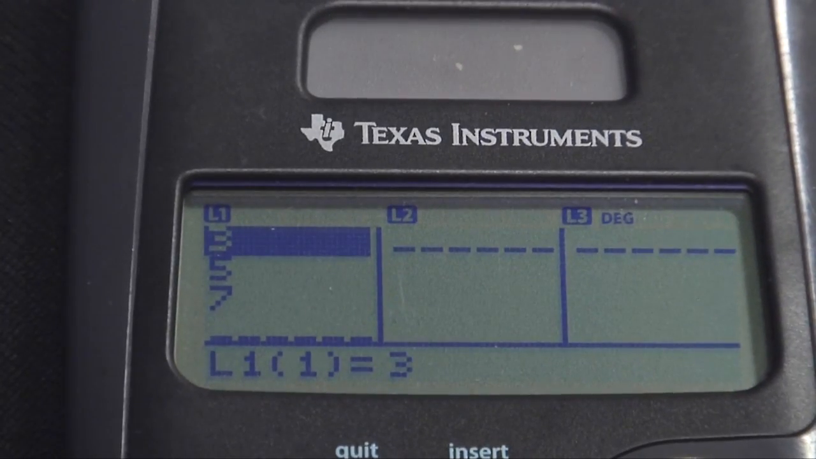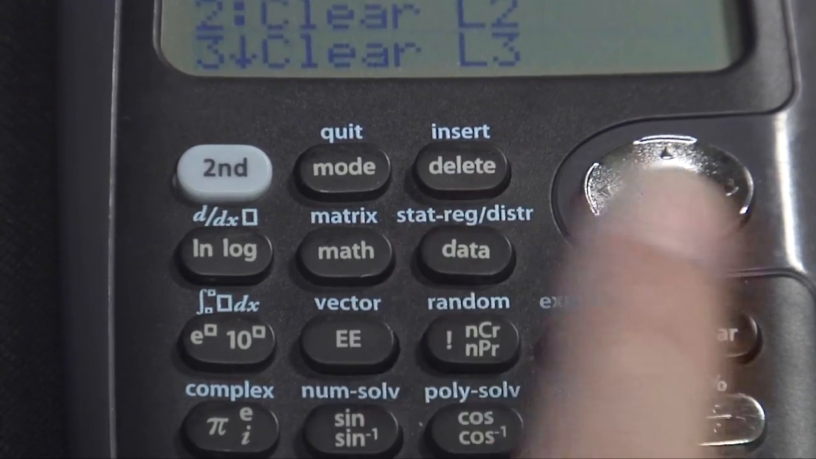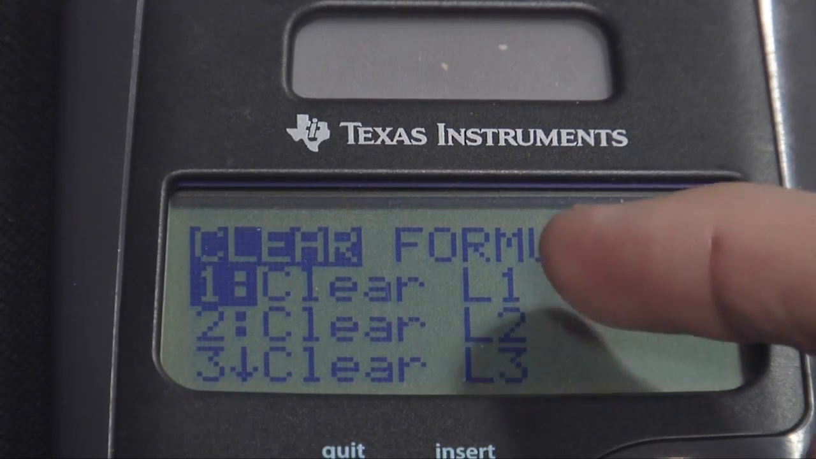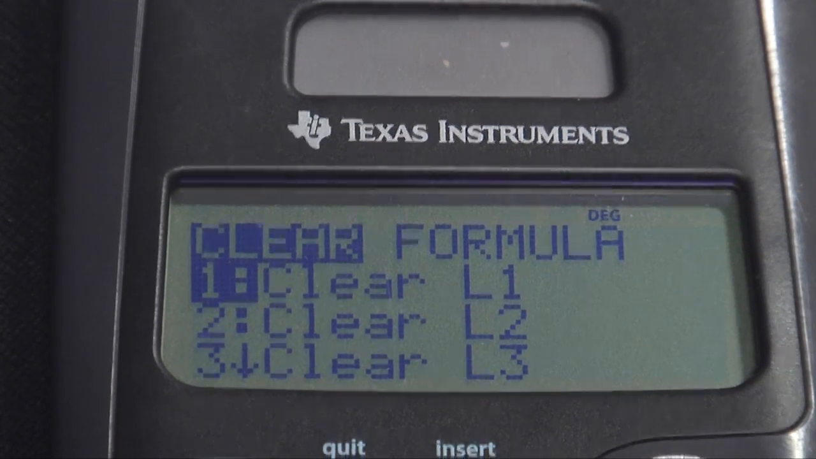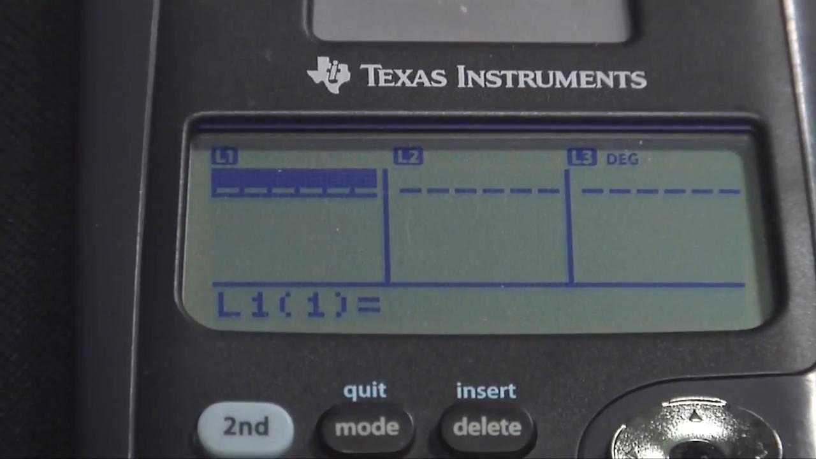Now you'll notice I happen to already have numbers in that data set, and instead of deleting each one at a time, if I come back and hit Data again, I now have the option to clear multiple lists. Since there were only numbers in list 1 and it was only list 1 I want to work with, I can go ahead and just hit Enter, and I'm back to list 1, which is now cleared.